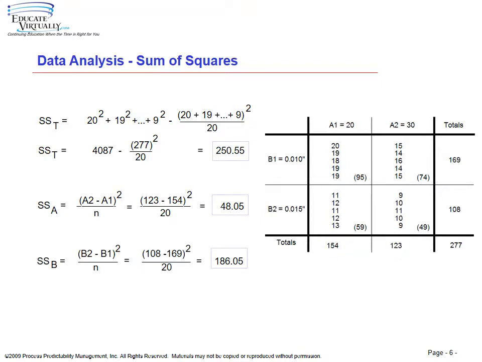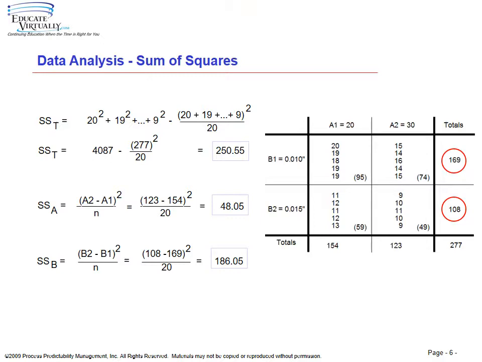Next, we'll take a look at the gap distance. When factor B went from 10 thousandths to 15 thousandths, the variability is associated with those totals. We see that for B1 it's 169, and for B2 it's 108. We take the difference between those totals, we square it, we divide by the total number of data points, and that gives us a value of 186.